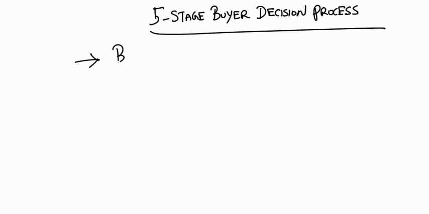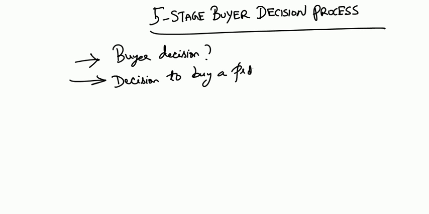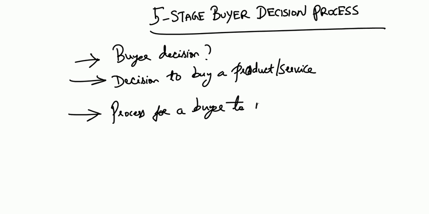What is a buyer decision? The buyer decision is the decision of the buyer to buy a product or service. How does he do it? Is there any particular method to make a decision? No. He decides based on what he wants. So there is a process for a buyer to make a decision on buying the product and using it.